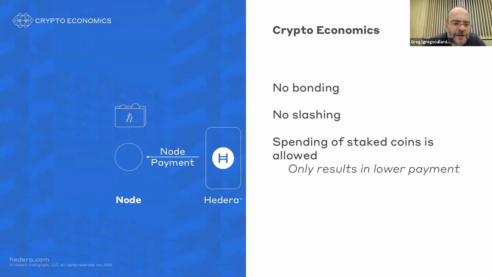What I haven't said in any of this is the words bond or slash. The node can spend its cryptocurrency, and if you proxy your coin to a given node, you can carry on spending your cryptocurrency at any moment. It just means that you or the node spending that cryptocurrency will be paid less because the stake has lowered. At the same time, you could be earning HBAR, and in this respect, your stake would increase. But the point is that there is no slashing and there is no bonding.